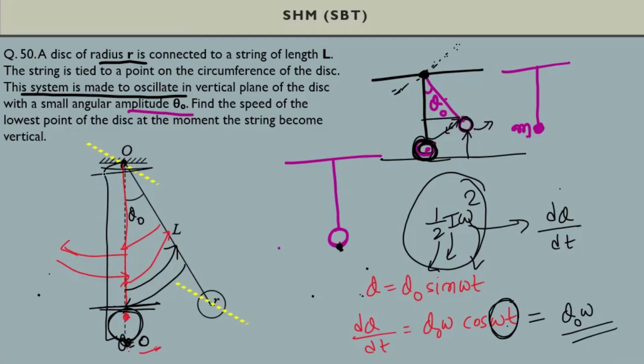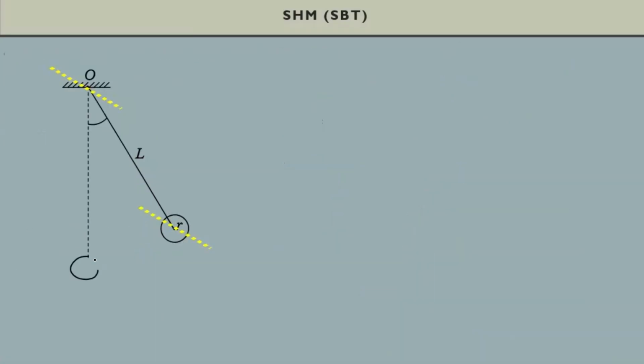The distance from here to here, L, is given, because if you look carefully, the string is tied to a point on the circumference of the disk. So the string is tied to the circumference, till here. So the distance of this point is going to be L plus 2r. Velocity at this point, of the lowest point, while it is coming down, will be oppositely directed. So in this direction, v is equal to how much? That is going to be d theta by dt into distance, that is L plus 2r.